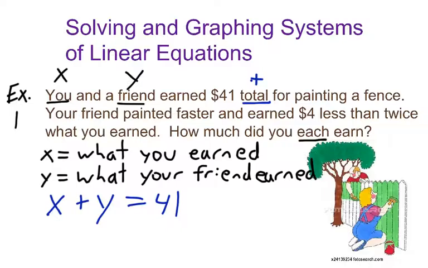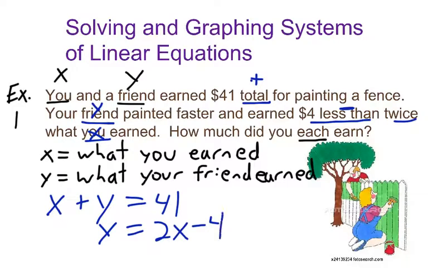Now the other equation says your friend, so which one is your friend? Well, we let our friend be Y, so we're going to say Y equals, and then it says painted faster and earned $4 less than, so that means I'm taking 4 away or subtracting it from twice what you earned. Well, you are X, so twice what you earned is 2X. 4 less than that means we're taking 4 from it. So we could write that second equation, Y equals 2X minus 4.